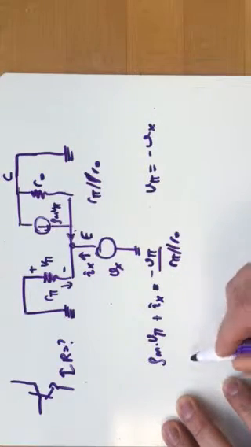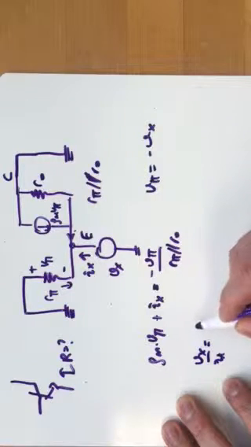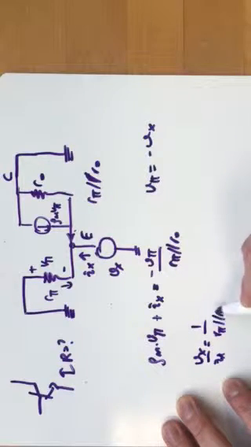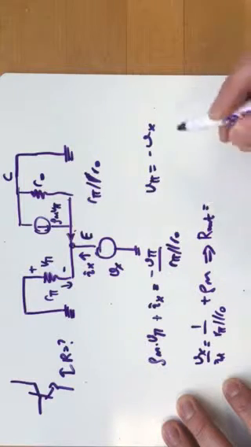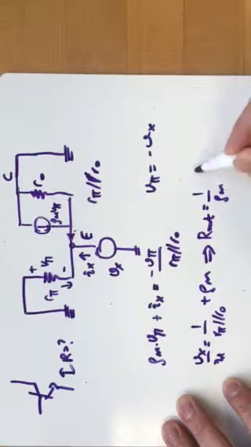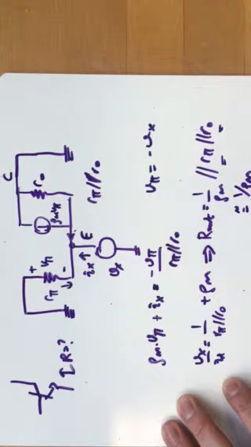So from here, if you write Vx over Ix, it turns out to be 1 over R pi in parallel with RO plus Gm. Or your output resistance here can be also written as 1 over Gm in parallel with R pi in parallel with RO. We talked about 1 over Gm being very small compared to R pi and RO, so this resistance is going to be approximated as 1 over Gm.